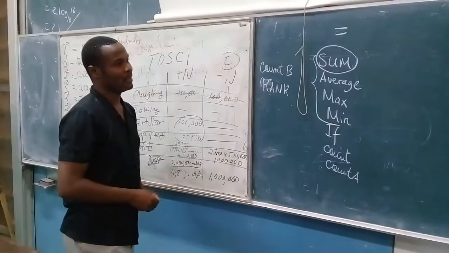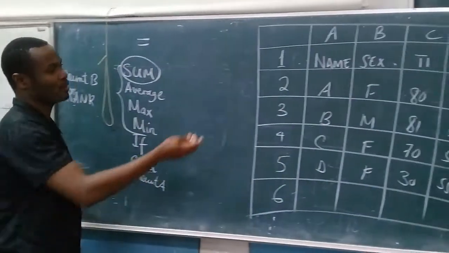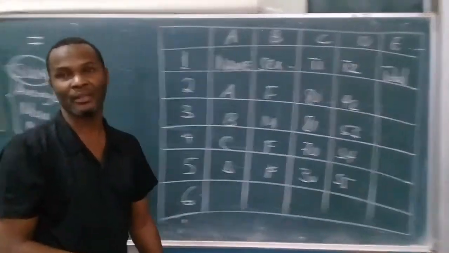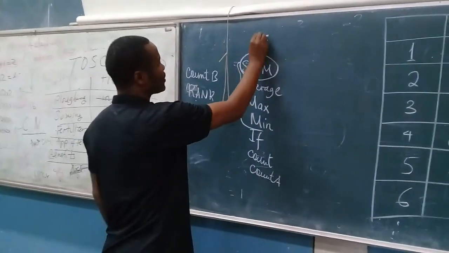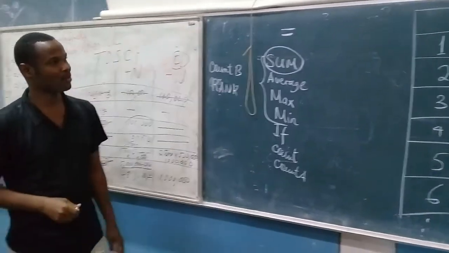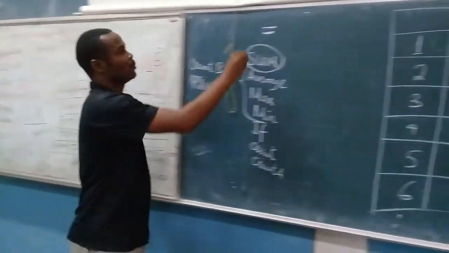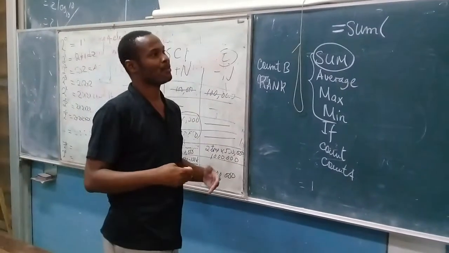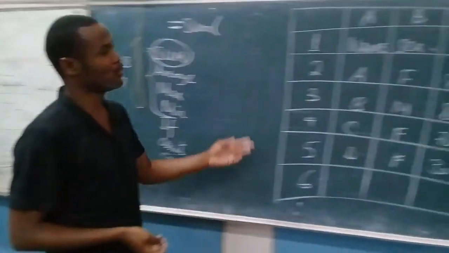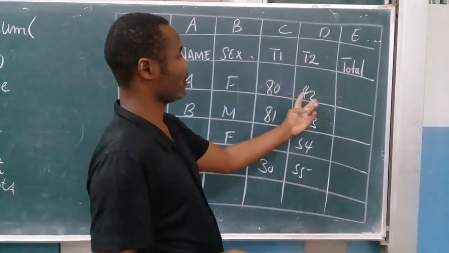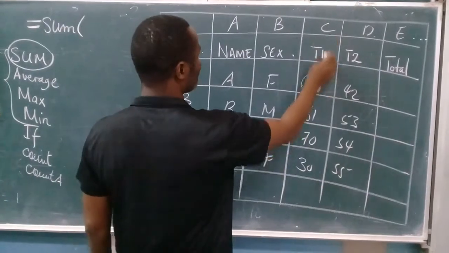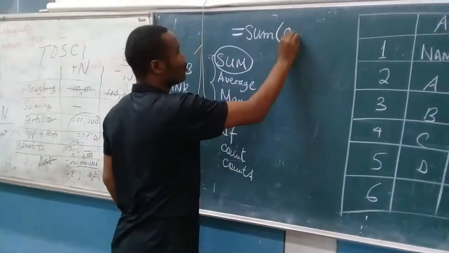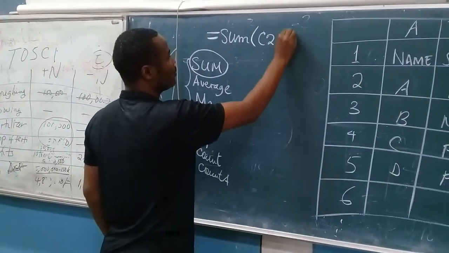Now, for the sum, if you want the total sum of all these students, you don't have to take a calculator and calculate manually. Instead, you just put the equal sign to indicate that what is to be inserted there is a function. Put the sum, and then insert the range of values which you want to sum. For example, this student wants the sum to be this plus this. This one is address C2, and this one is address D2. So you put C2, the range starts from C2 up to D2.